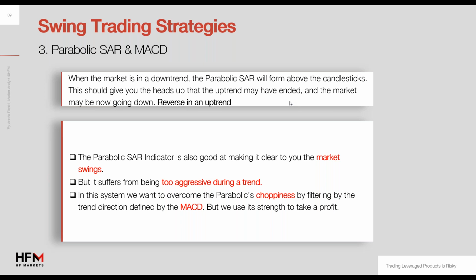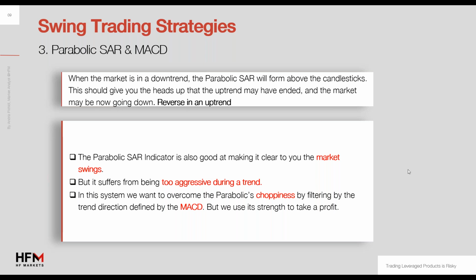It's vice versa if we are in an uptrend. In an uptrend, the Parabolic SAR dots are below the candlesticks. You will see it in practice, so don't worry about it. Remember that Parabolic SAR is very clear. Actually, it's a very easy way to spot a market swing. But the negative about Parabolic SAR is that sometimes it is too aggressive during a trend. I mean, we might get some faulty ones.